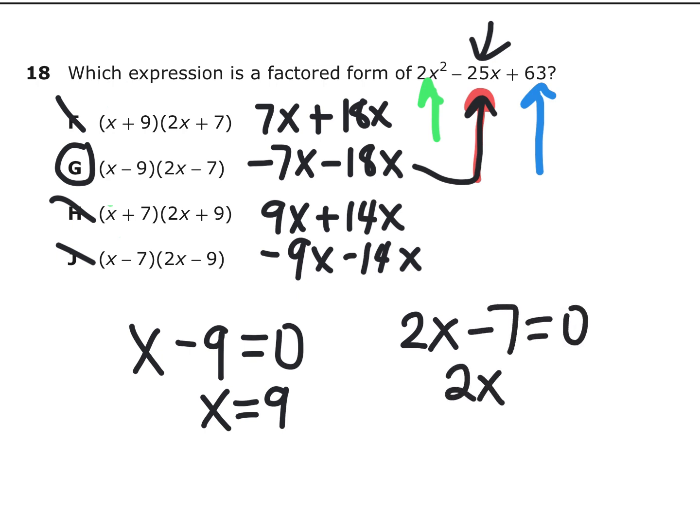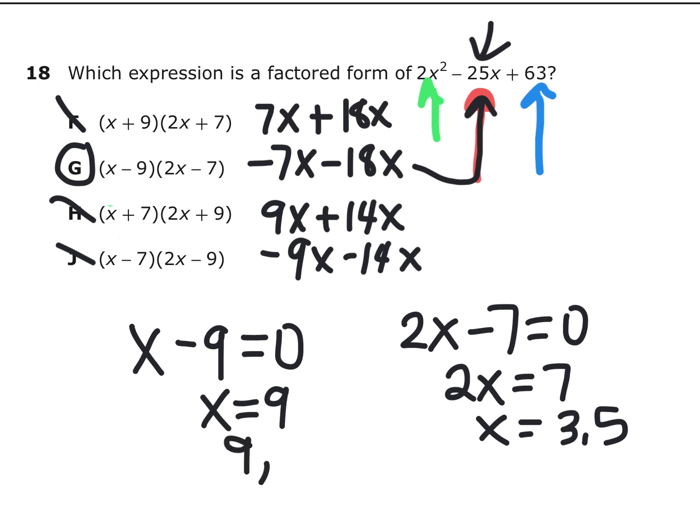That means that 2x, if I add 7 to both sides, 2x equals 7. And then 7 divided by 2 is 3.5. So one way that you could check this is that you could graph this equation, and then you could come up with these answers. Look for the zeros on the graph or in the table.